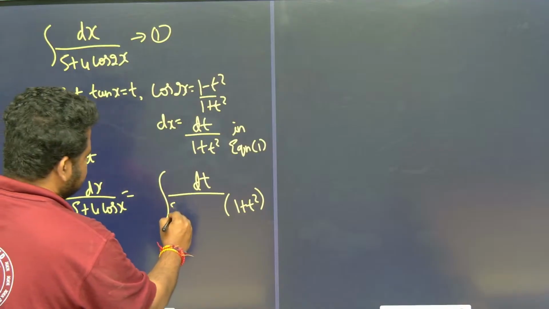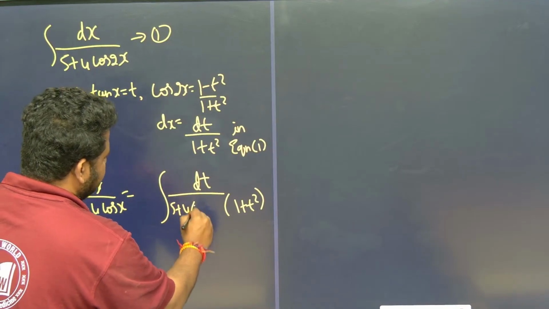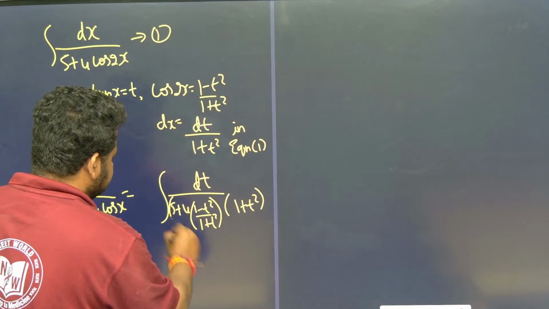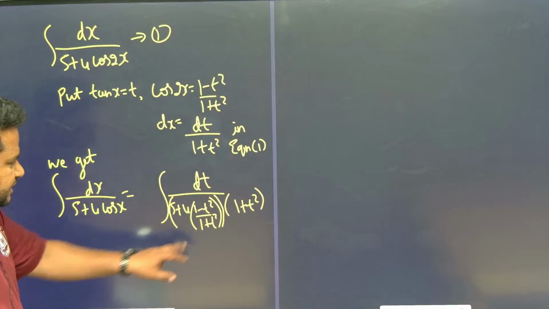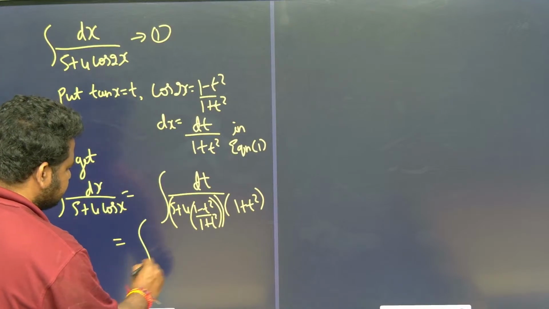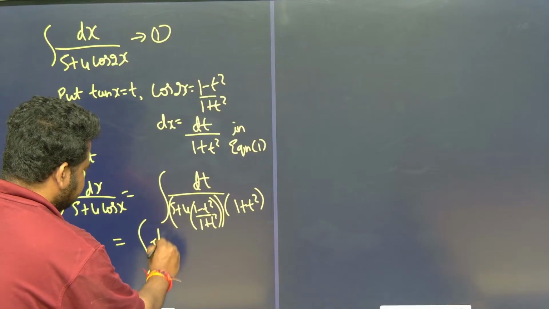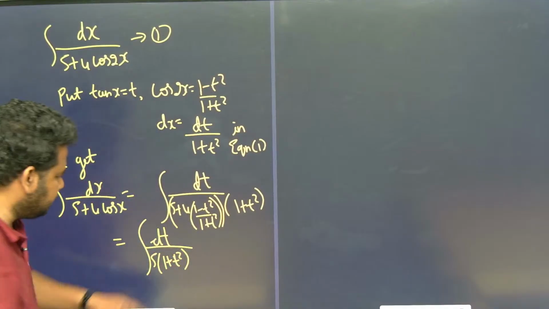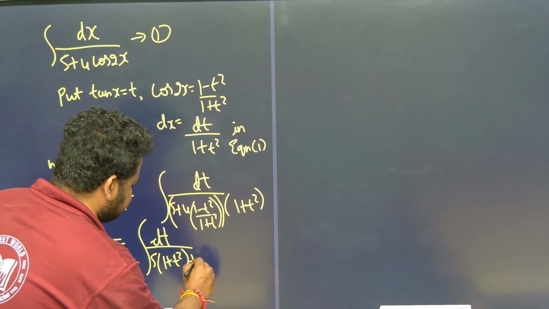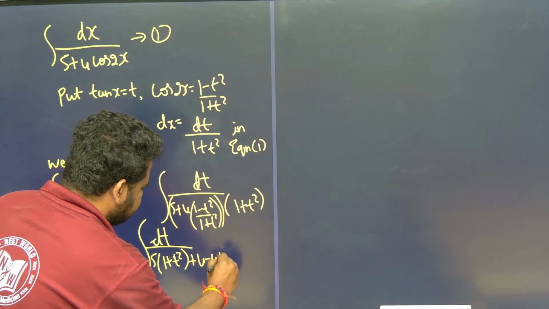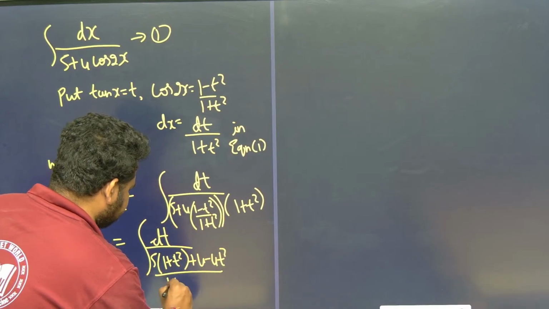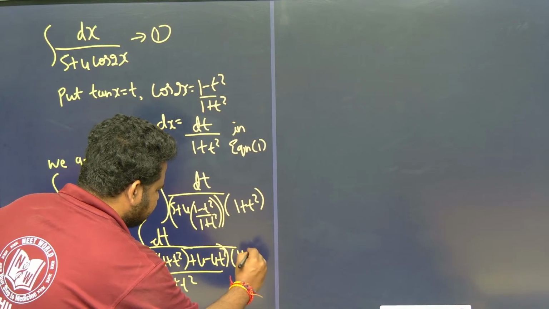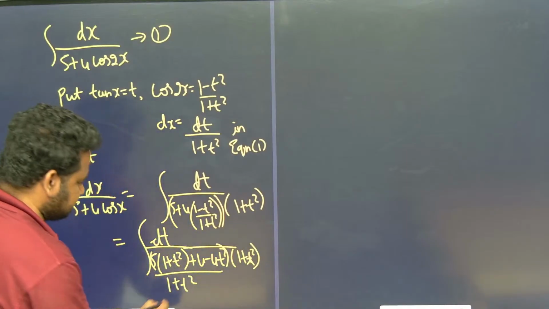So 5 plus 4 into cos 2x is 1 minus t square by 1 plus t square, this entire thing within bracket. Now if you take the LCM, we will have 5 into 1 plus t square by 1 plus t square, plus 4 into 1 minus t square, which I can write as 4 minus 4t square, divided by 1 plus t square. This entire thing is within bracket, into 1 by 1 plus t square dt by 1 plus t square. This and this I can cancel.